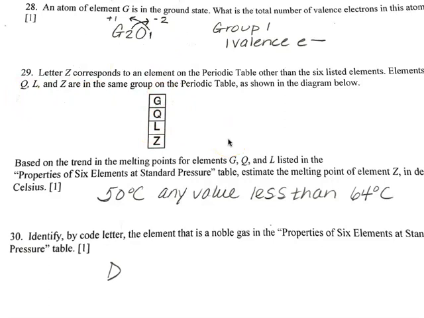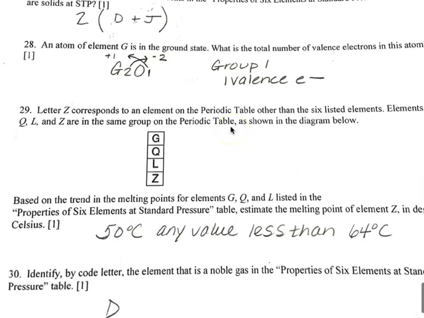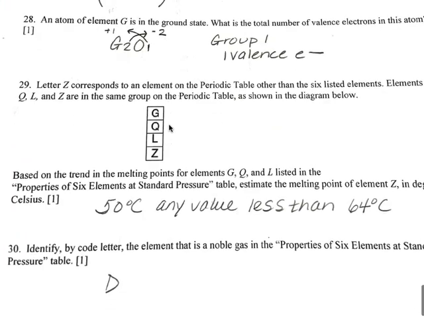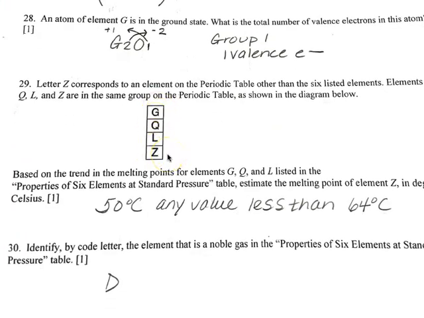Based on the trend of melting points listed, what would be a proposed melting point of Z? So let's look at G, Q, and L. So G melts at 181. Q melts at 98, so it's decreasing, G, Q. L is 64. So you see that it's decreasing. Therefore, Z has got to be less than L. So I'm just writing 50 degrees. Any value that you write less than 64 would give you credit.